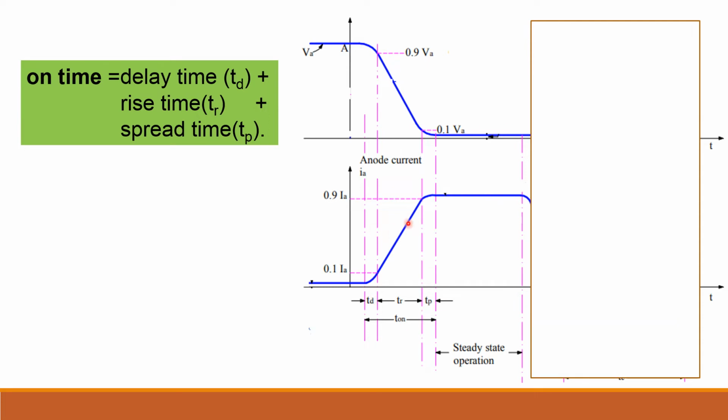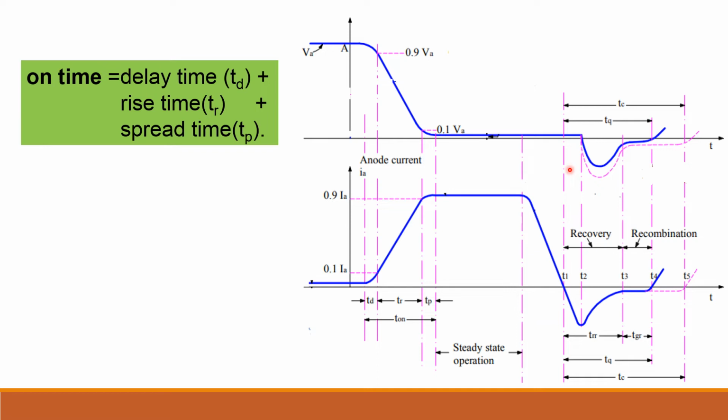During this period you can see the voltage waveform. At the same time, voltage starts to decrease from VA to 0.9 VA. Then during TR it changes from 0.9 VA to 0.1 VA, and during spread time from 0.1 VA to the forward voltage drop. So this is the voltage waveform and this is the current waveform during the turn on period. Now we can see the turn off characteristics also.